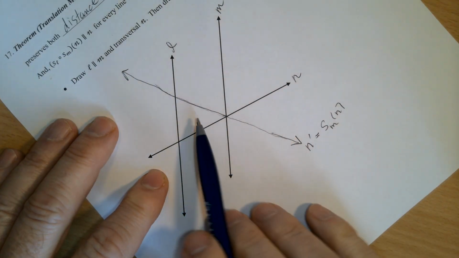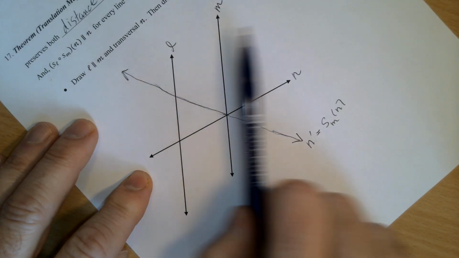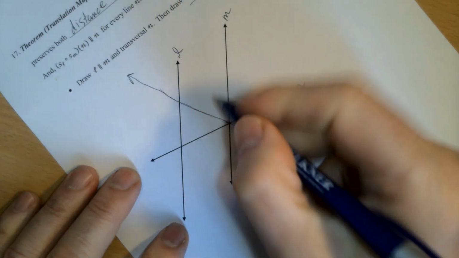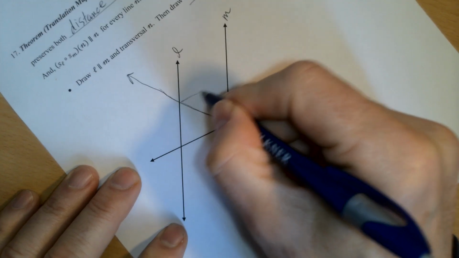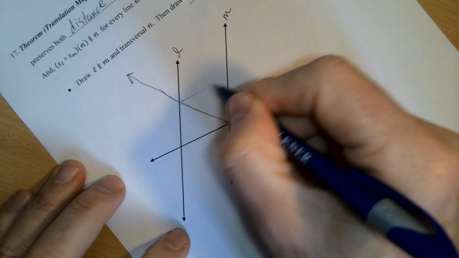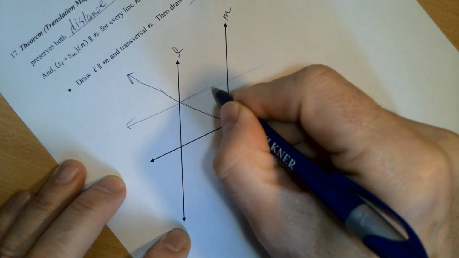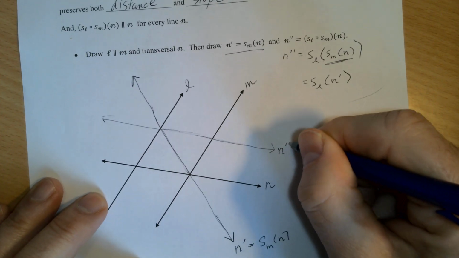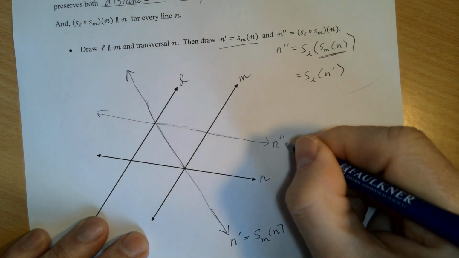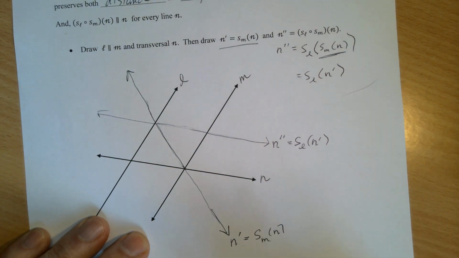Okay, so let's make L look like it's vertical. And I want to take the mirror image of the line N prime. So it's going to look something like that. Okay, so that's my N double prime, which I'll just make a note is S_L of N prime.